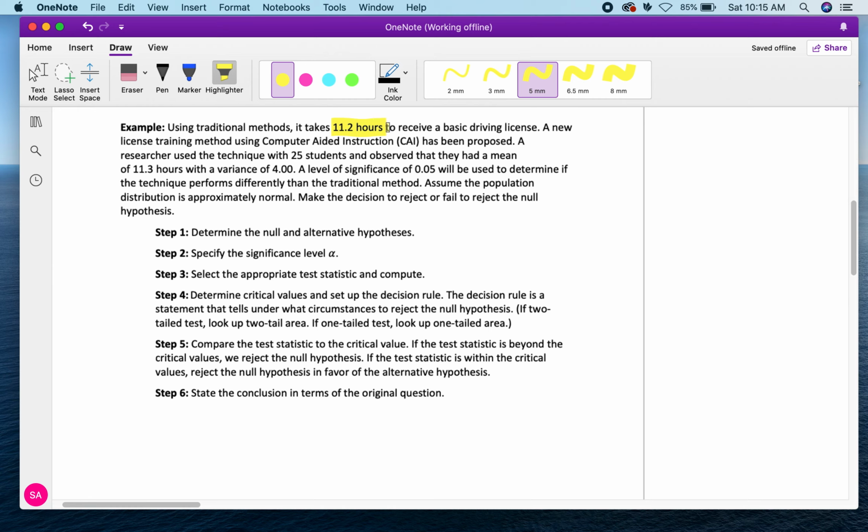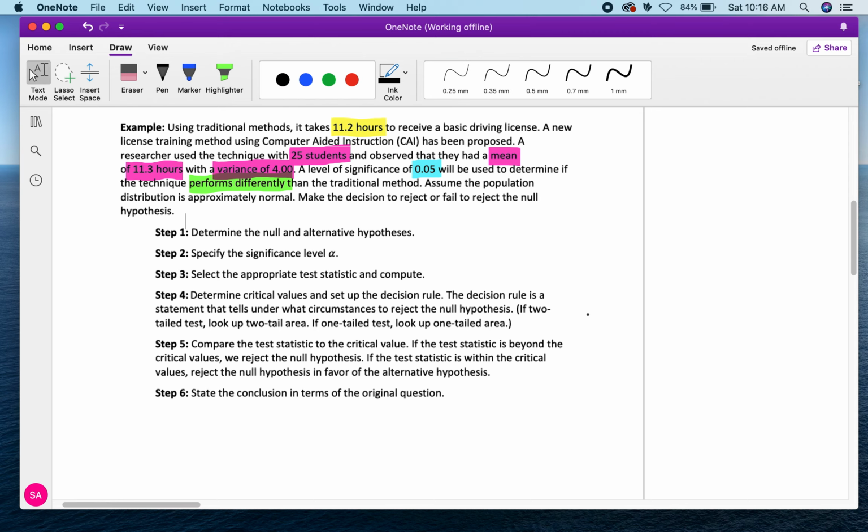A researcher used the technique with 25 students and observed that they had a mean of 11.3 hours with a variance of 4.00. A level of significance of 0.05 will be used to determine if the technique performs differently than the traditional method. Assume the distribution is approximately normal. We're going to make the decision to reject or fail to reject the null hypothesis.